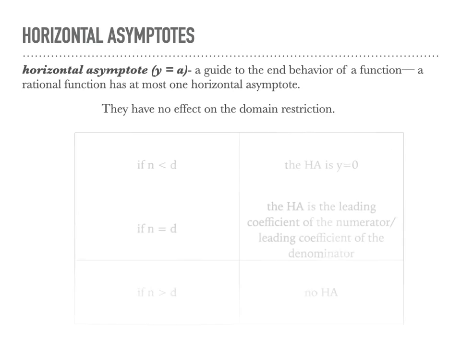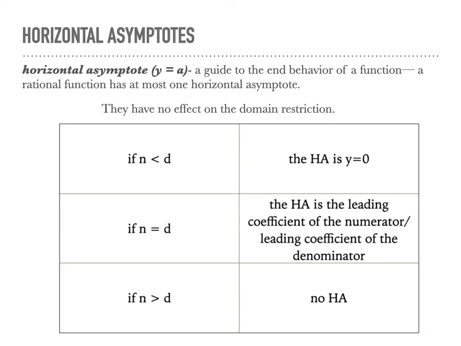Now, there are 3 rules to see what the horizontal asymptote of a rational function is. If the highest degree of the numerator is less than the highest degree of the denominator, then the horizontal asymptote is y equals 0. If the degree of the numerator is equivalent to the highest degree of the denominator, then the horizontal asymptote is simply the leading coefficient of the numerator divided by the leading coefficient of the denominator. The leading coefficient is simply the numerical value attached to the term with the highest degree. And if n is greater than d, then there's no horizontal asymptote.